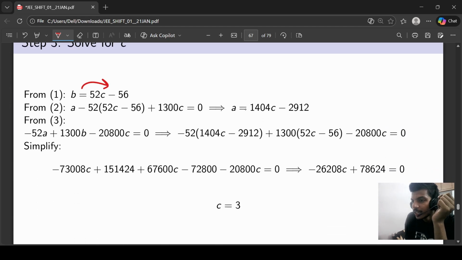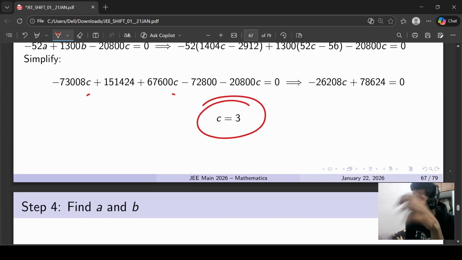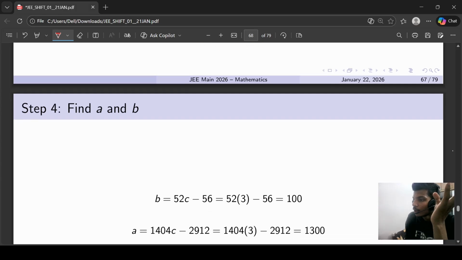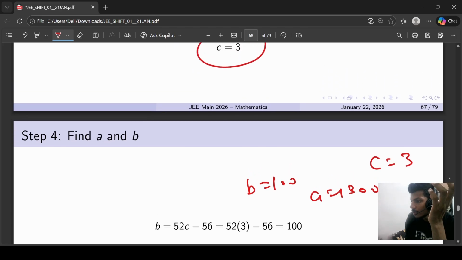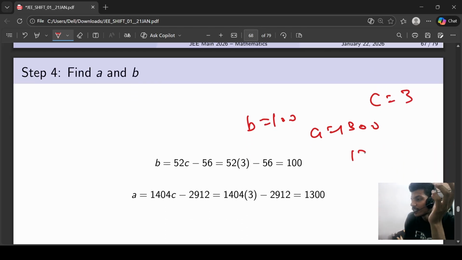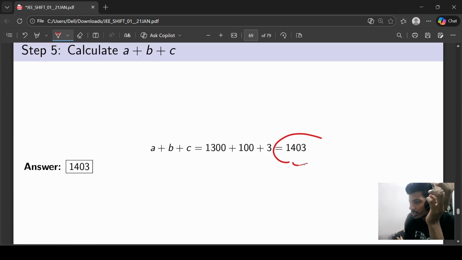So we did the same thing: we get the value of b in terms of c, we get the value of a in terms of c, so we can simply make substitution of a and b in terms of c, so I finally get the value of c as 3. So we can make the back substitution and we can get the value of b as 100, a as 1300 and c as 3. So what we will get as the sum, 1300 plus 100 plus 3, that is 1403. So I will get this as the sum of a plus b plus c.